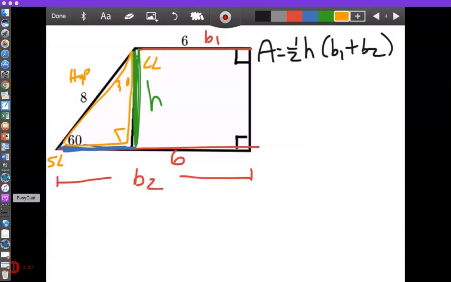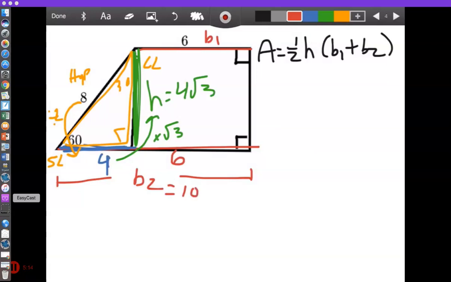We know that the hypotenuse is twice as big as the short leg, so we divide by 2 to get the short leg, so that would be a 4. And then we take that 4 to get what h is. The long leg is square root of 3 times longer than the short leg, so this would be 4 with a square root of 3 after it. So all in all here, B2 is 4 plus 6, which is 10. I know 6 is going to go in my formula, 10 is going to go in my formula, and 4 square root of 3 is going to go in my formula. So I'm ready to solve now.